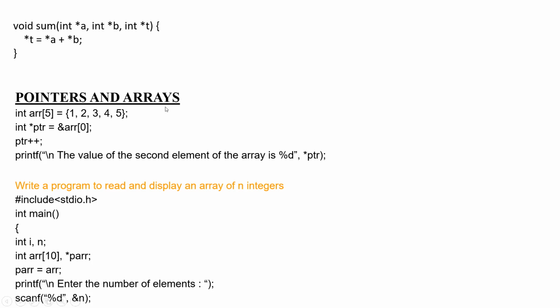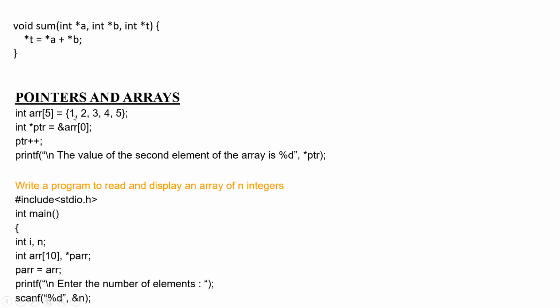So this is using pointers in an array. How do we use pointers in an array? Let's see about that. Int arr[5]. Here a one-dimensional array is declared and initialized with 5 values. A pointer is initialized with the address of the first element.